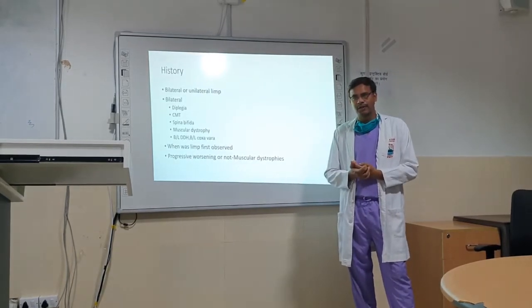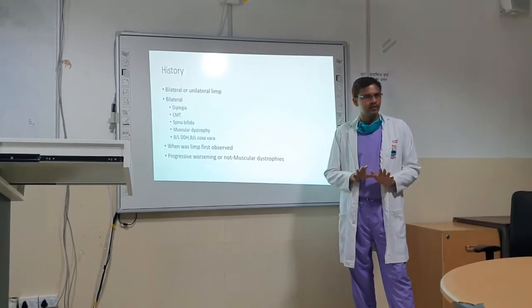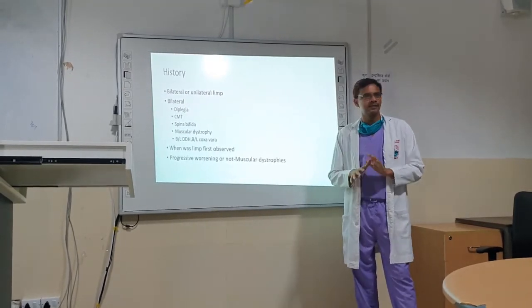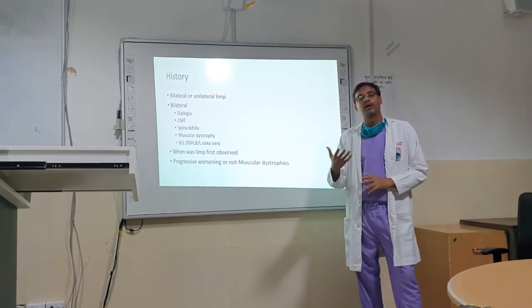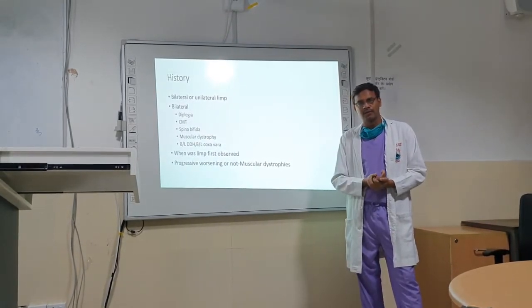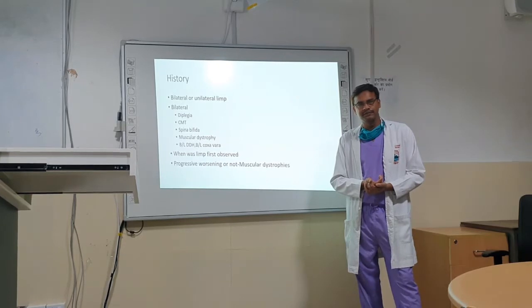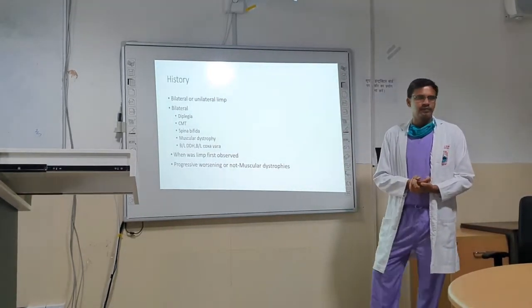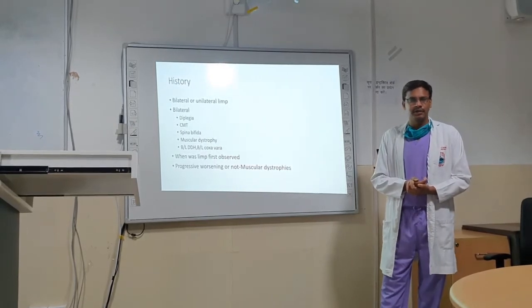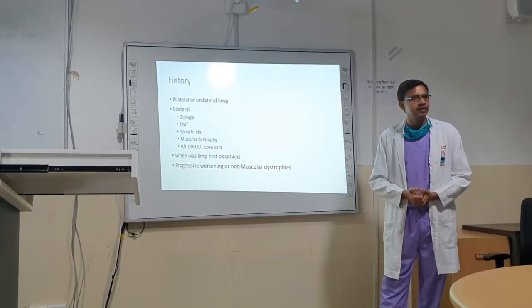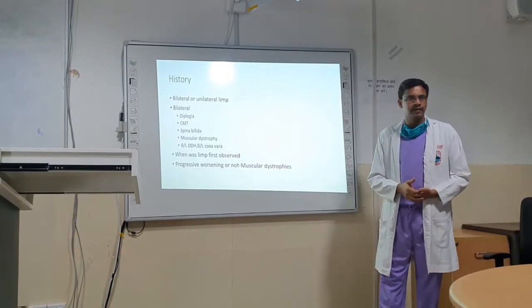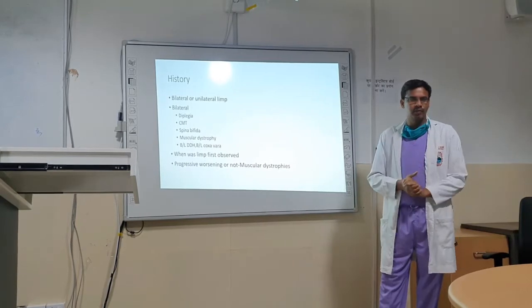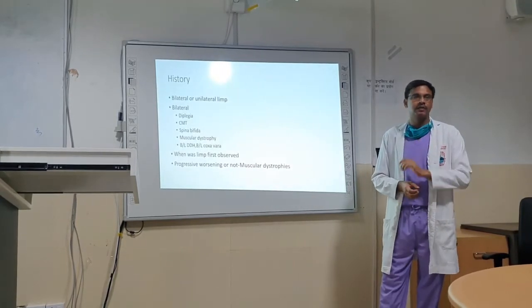But if initially there was no limping, but gradually as the child is growing, the parents notice that there is some limping, then there are some acquired causes. And one of the important acquired causes may be muscular dystrophies. Parents will tell the doctor, initially when the child started walking, he was normal for the first 2-3 years. Now he is tripping again and again and he is losing balance and he is falling. So that means you should immediately click in your mind that probably I am dealing with some muscle disease.